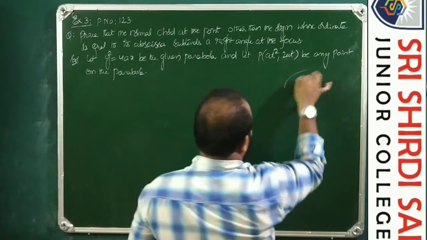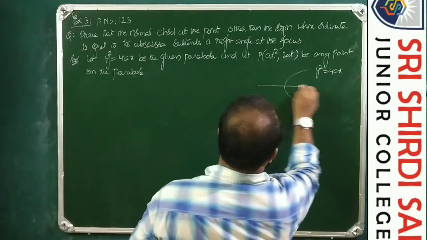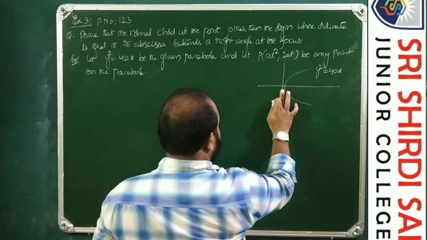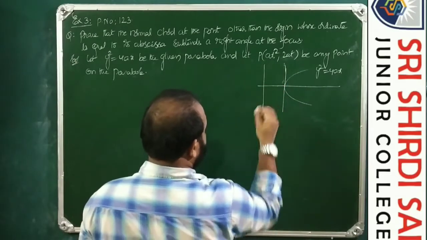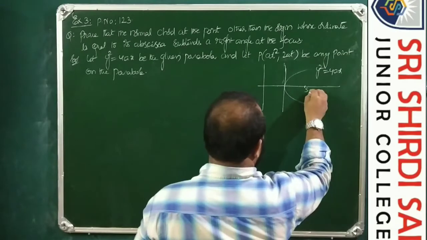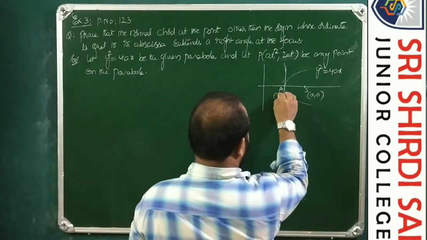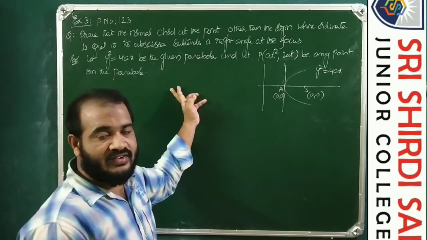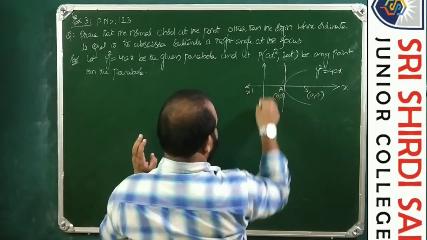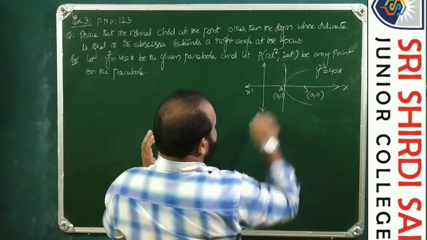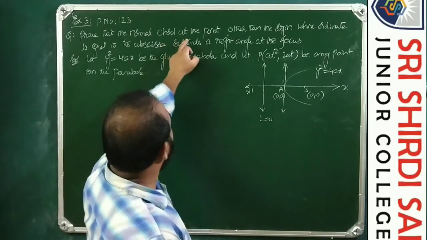So this is our parabola, y² = 4ax. Now this is our axis, this is our tangent at the vertex, and this is our directrix. So this is the focus, (a, 0). This is our vertex A, which is at the origin (0, 0). Since y² = 4ax is the standard form of the parabola, this is the principal axis, this is our directrix, and this is our tangent at the vertex.